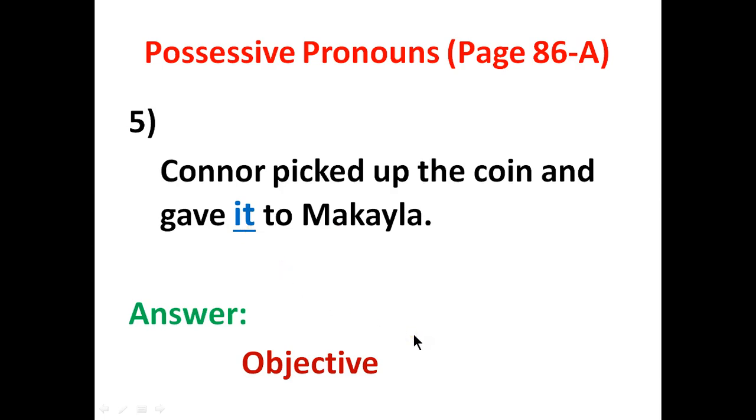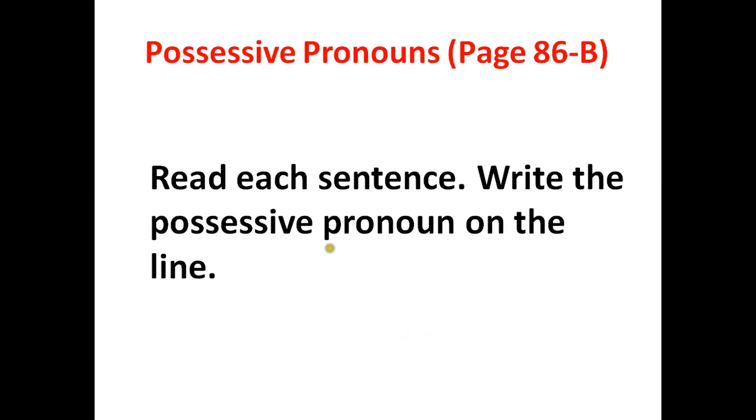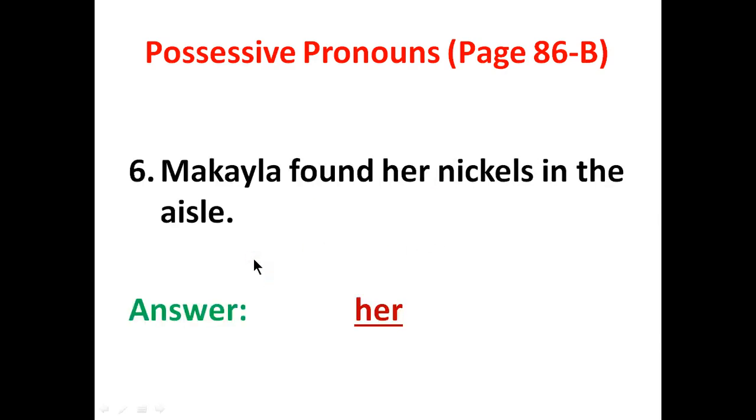So far we have done exercise A of page 86. Now we will proceed to exercise B. Here we will read each sentence and then write the possessive pronoun on the line. Very simple. You only have to read the sentence and find the possessive pronoun. You will write that possessive pronoun on the line as given in the book. For number 6, I am going to read the sentence. Michaela found her nickels in the aisle. Please write her on the line.